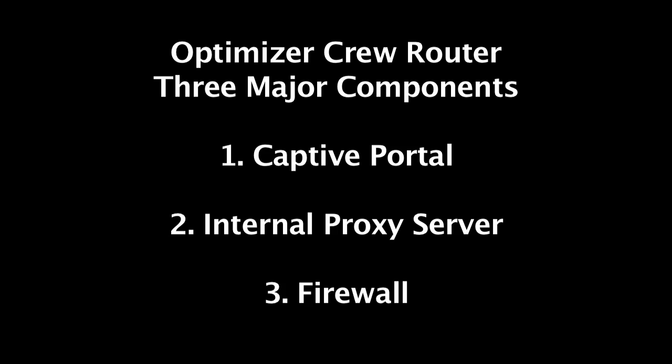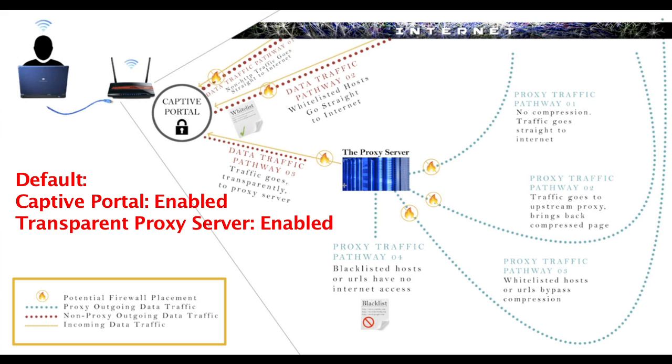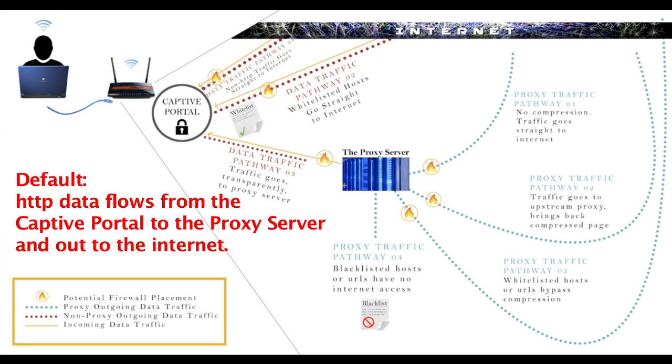is talk about the data flow through the router. It's important to understand how the data flows through the router so that you can customize the configuration. By default, the captive portal is enabled, the transparent proxy server is enabled, compression is disabled, and HTTP data flows from the captive portal to the proxy server and out to the internet.